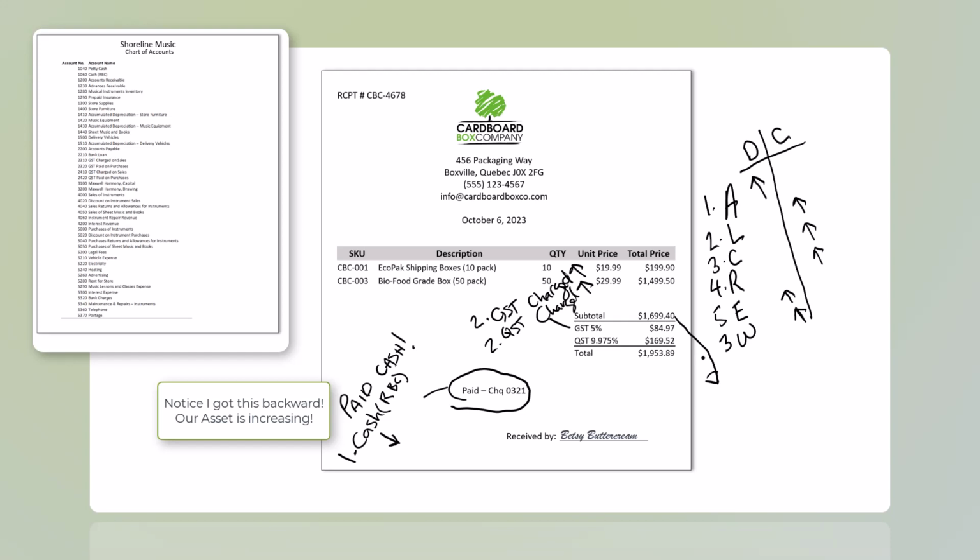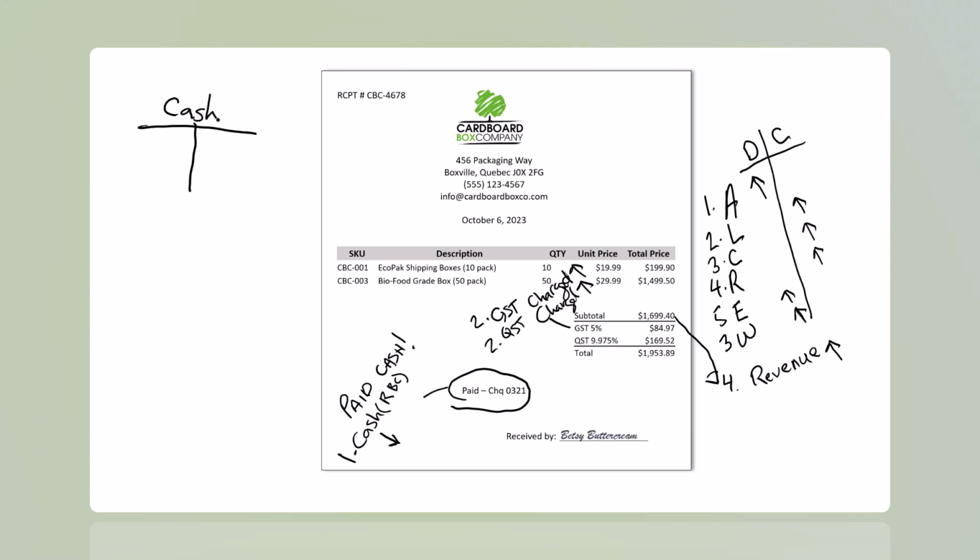And the last part of this transaction is going to be the subtotal. It's our revenue. It's what we actually made. So of the $1,953, $1,699 is what we collected. The 84 and the 169 we're holding for the government. And that's why revenue is going to go up by $1,699.40.